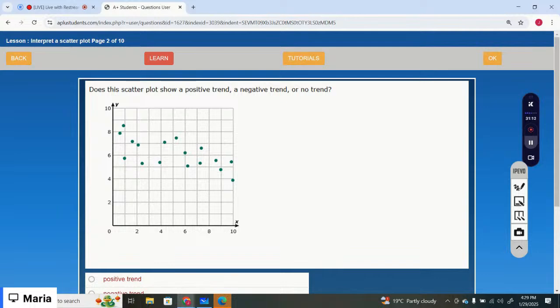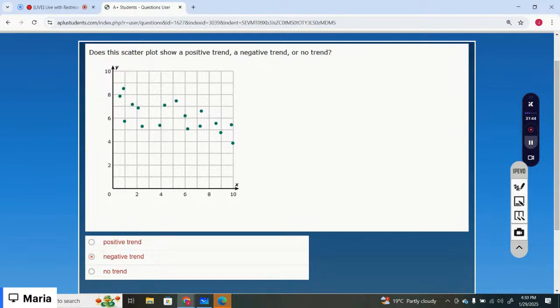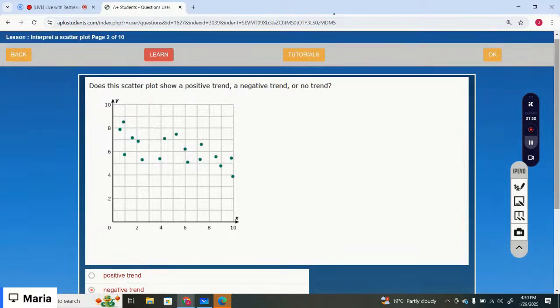Does this scatter plot show a positive trend, a negative trend, or no trend? That is negative trend. As x is increasing, y values are decreasing, so that is the negative trend. Very good. The correct option is negative.